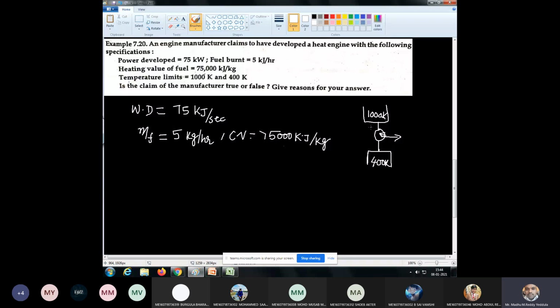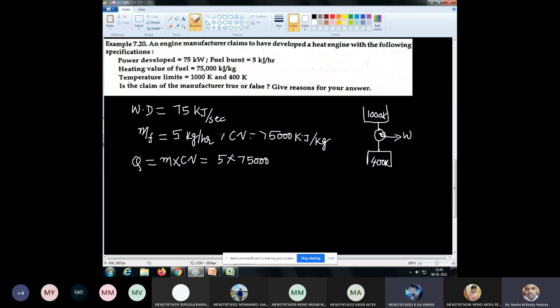Now, 1000 Kelvin and 400 Kelvin, this is the work done, this is the engine. Is the claim of the manufacturer true or false? Give your reasons. Work done is given in kilojoules per second, and the mass of the fuel is also given. How to calculate heat supplied? Q is equal to mass of fuel burnt into calorific value. So kg per hour and kilojoules per kg. What units are you getting? 5 into 75,000.